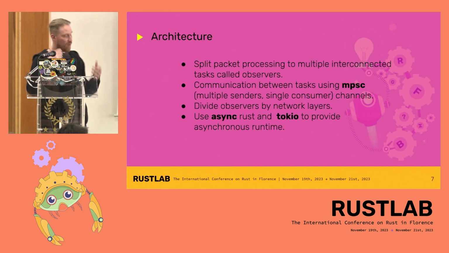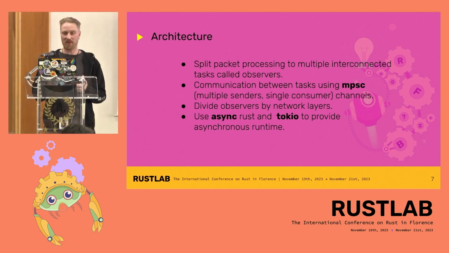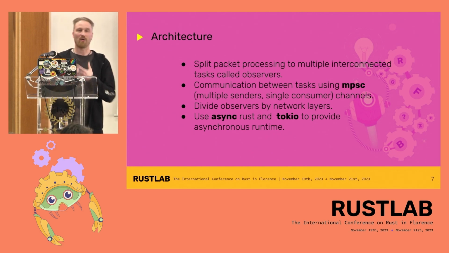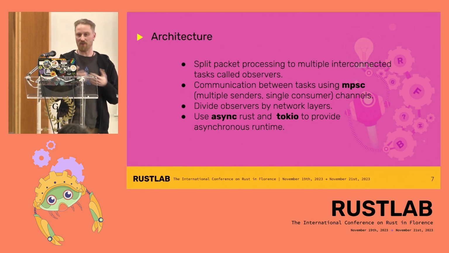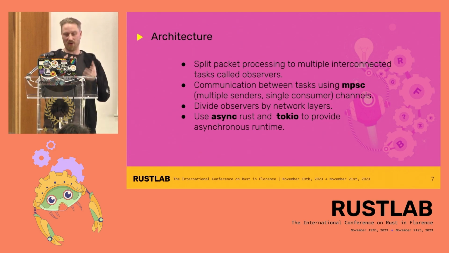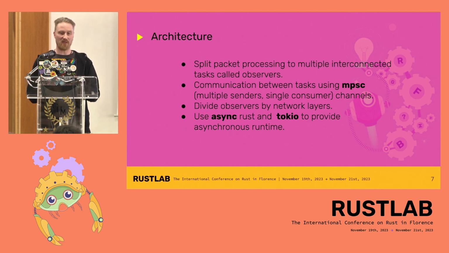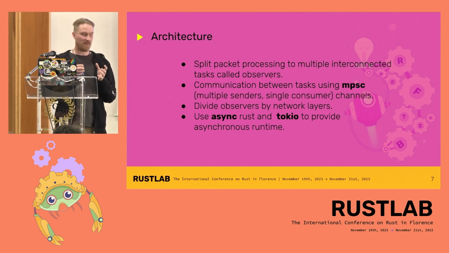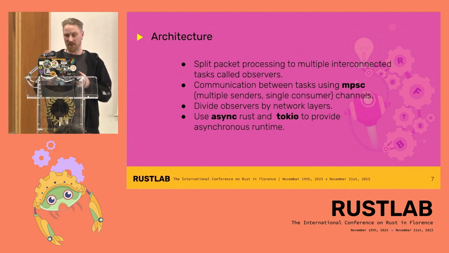So with these components and design goals in mind, we decided to try an architecture where we split the packet processing into multiple interconnected tasks called observers. Divide these tasks between network layers so that we would have one task analyzing Ethernet traffic, one task doing IP level, and so on, so that the tasks are distinct. They have distinct boundaries where they are operating, and then communicate between these tasks using Rust's MPSC channels, which allows an easy and safe way to send messages between tasks.